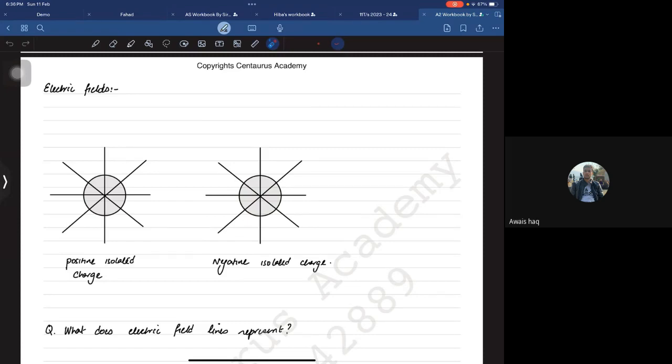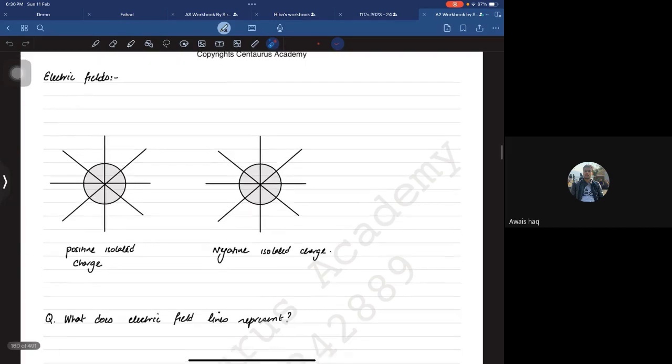अच्छा, so for electric fields, I just wanna basically tell you that it's a region where a charge feels a force. This force that I'm talking about can be attractive, and this force can be repulsive as well. Right, kids?